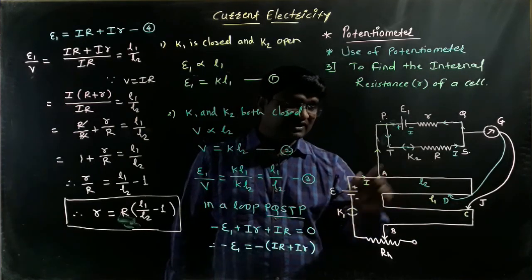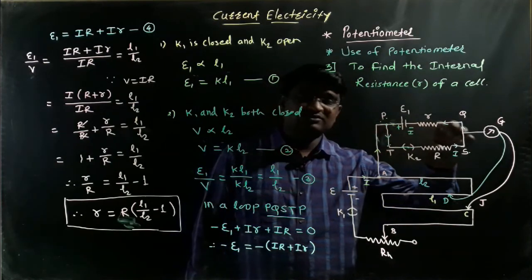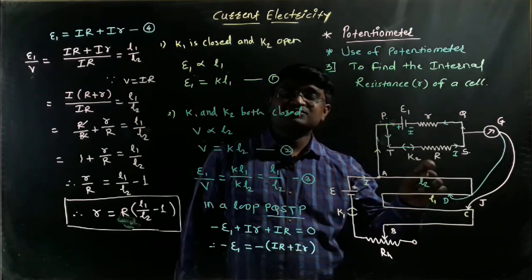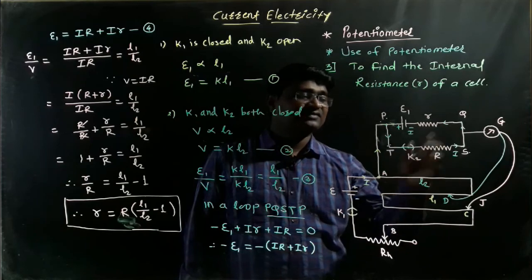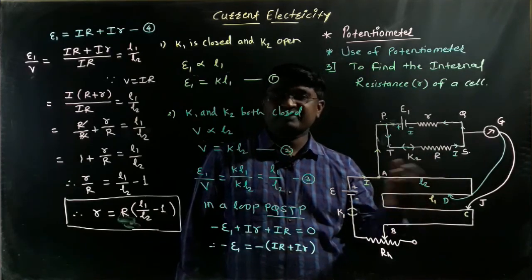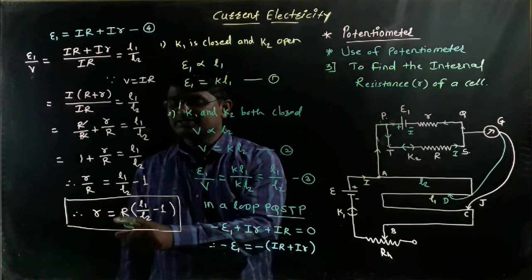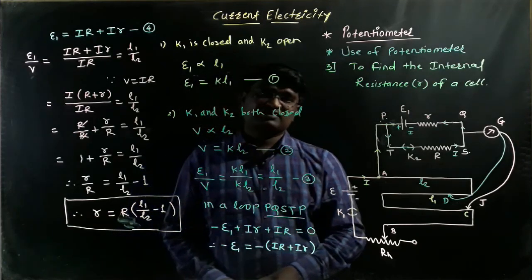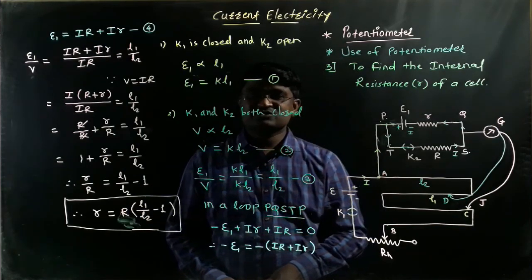So when both keys K1 and K2 are closed, the electric current passes through the total circuit, and then we take the suitable resistance value from the resistance box, and after that the jockey touches at different points and we find the null point. It is very important. So by using this expression, small r is equal to capital R into (L1 upon L2 minus 1), we easily find the internal resistance of the cell.